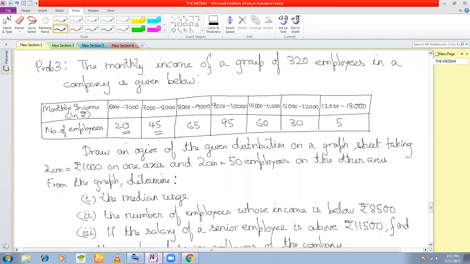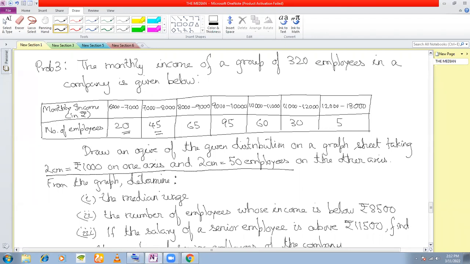Draw an ogive of the given distribution on a graph sheet taking 2 centimeters equal to 1,000 on one axis. See, the scale is given to you. Here you will not have to decide the scale. The scale is already given to you. 2 centimeters is equal to rupees 1,000, and 2 centimeters is equal to 50 employees on the other axis. Now you have to decide which axis you will be taking.